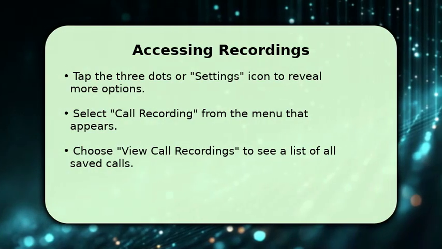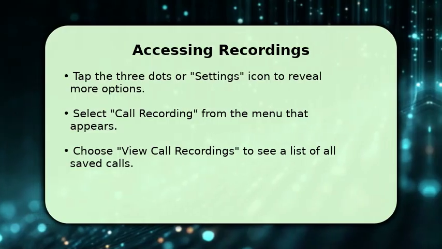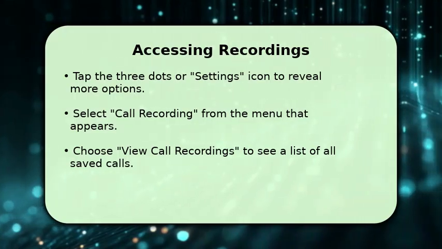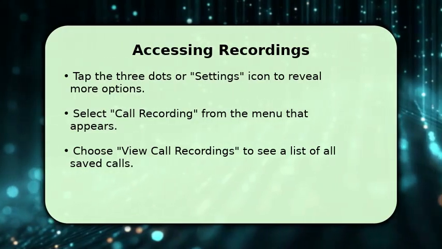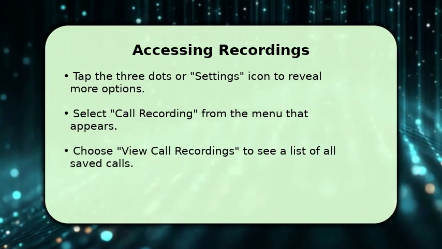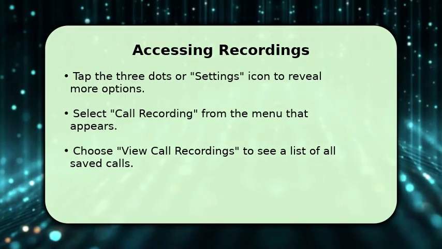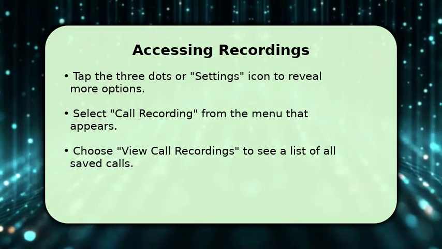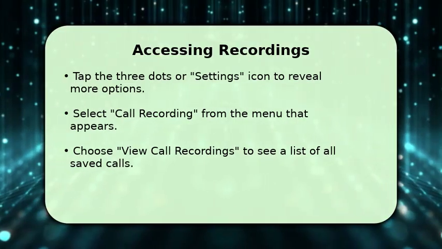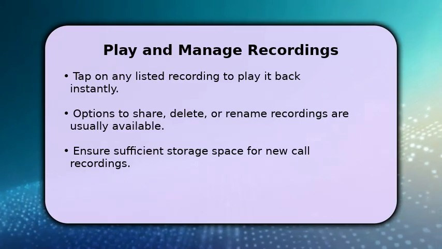After tapping the 3 dots or settings icon, a menu will appear. Look for an option labeled Call Recording and select it. Within this section, you should find another option, typically called View Call Recordings. Tapping this will display a comprehensive list of all the calls you have recorded on your device, organized for easy access. Now that you have your list of recordings, simply tap on any one to play it back.